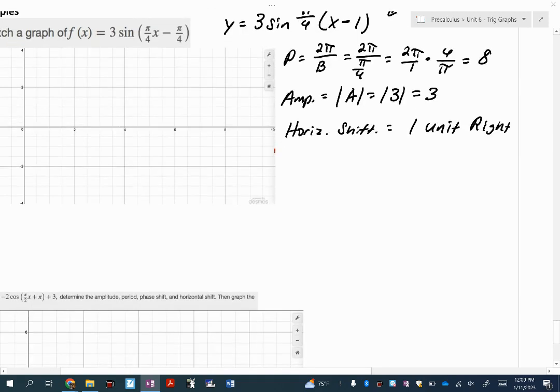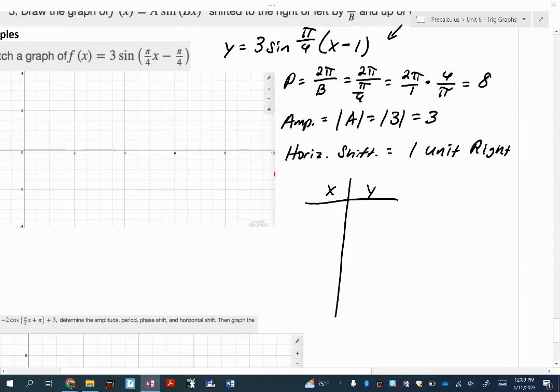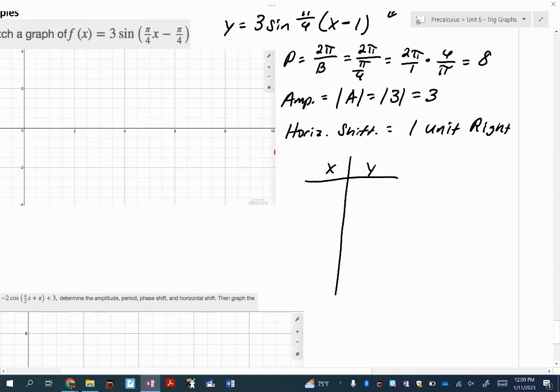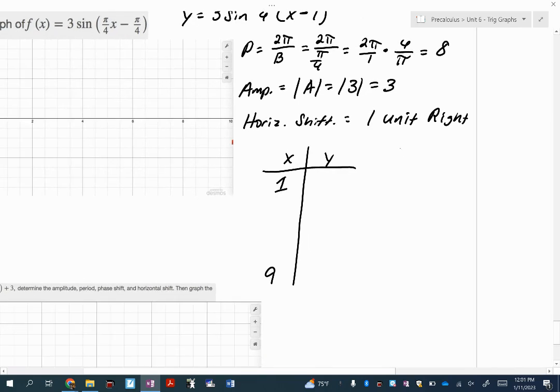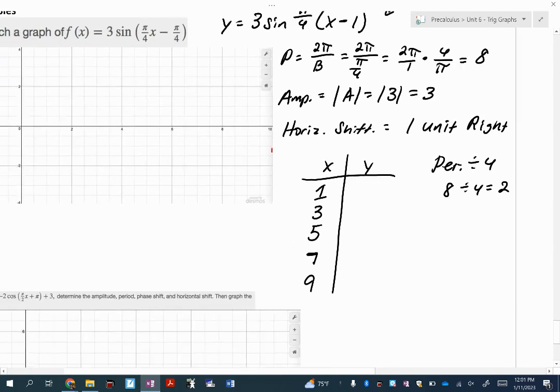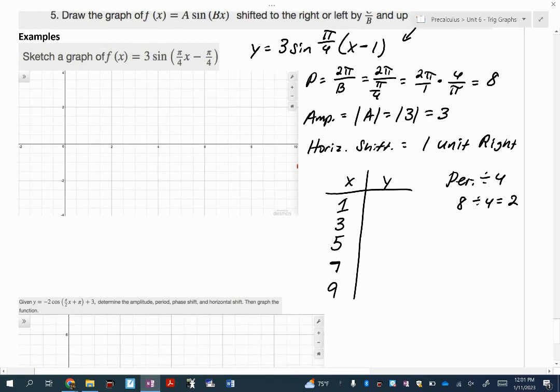So I always make my table now. Normally, I would say we'd start at 0, but because we're shifting 1 unit to the right, I'm going to start at 1. My period is 8, so don't write 8. You got to add 8. What's 1 plus 8? It's 9. And then like I did before, I do my period divided by 4, so 8 divided by 4, which is 2, and that's going to give me my increment for the rest of my x values. So 1 plus 2 is 3, 3 plus 2 is 5, 5 plus 2 is 7. That's how I find that. And I know I'm going pretty quickly, but we'll make sure that you go over it in class a lot.